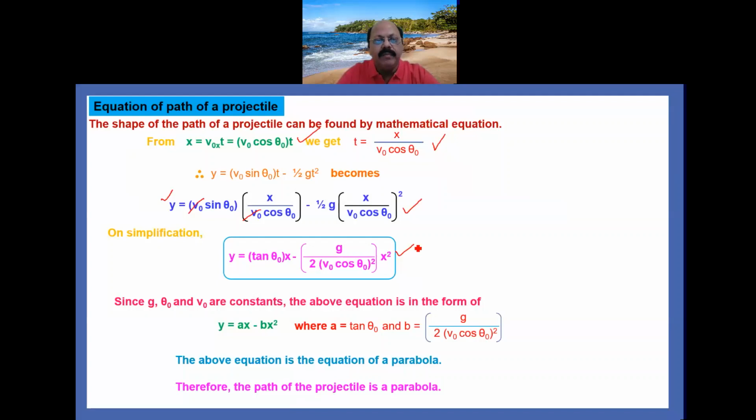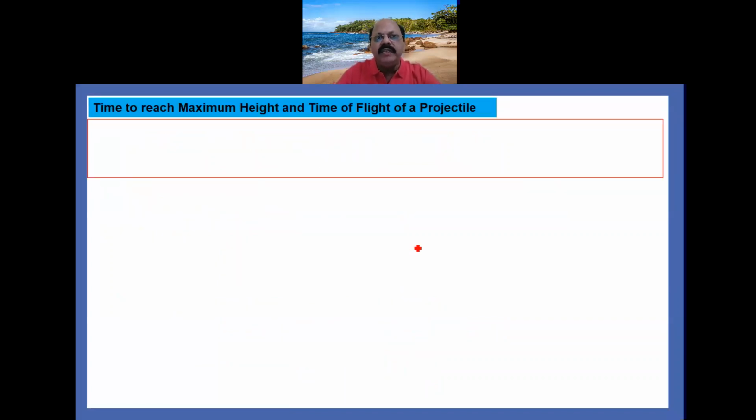So this is the equation of path of projectile. And similarly, we have to find out the time to reach the maximum height and the time of flight of projectile. When the projectile reaches the maximum height, at that point only the horizontal component is there, and the vertical component is 0. The time of flight of the projectile is the time taken by the projectile during the flight.